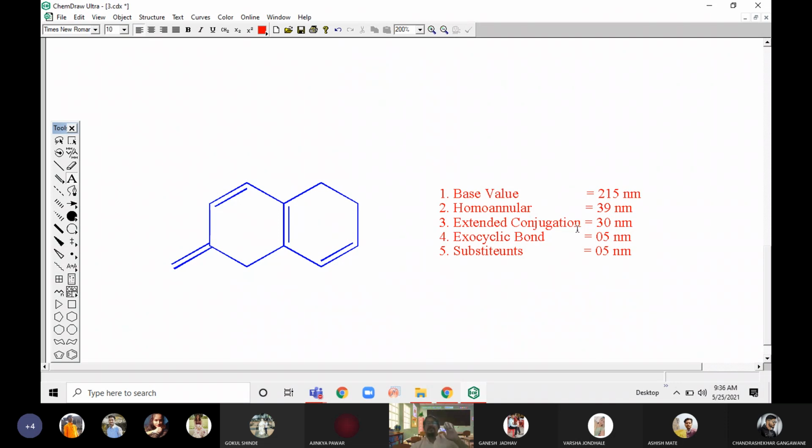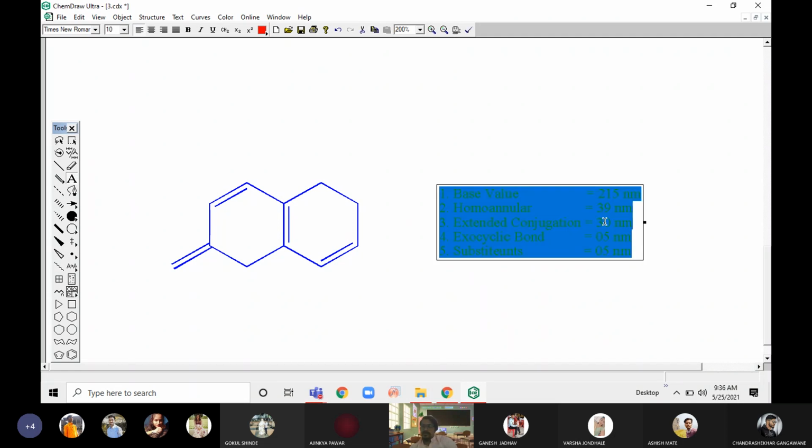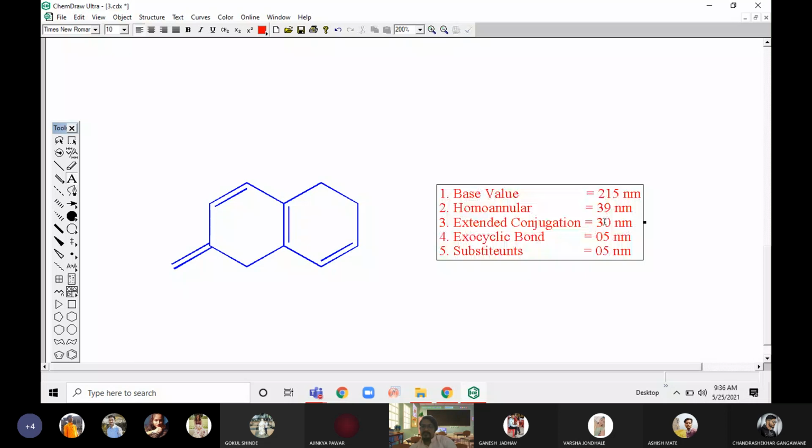Now see, for extended conjugation, this is our Diene system: double bond, single bond, double bond. It is again conjugated with this double bond, which is further conjugated with one more double bond. So there are a total of 2 extended conjugations. So instead of 30, I have to add 30 into 2, that is 60 nanometers.